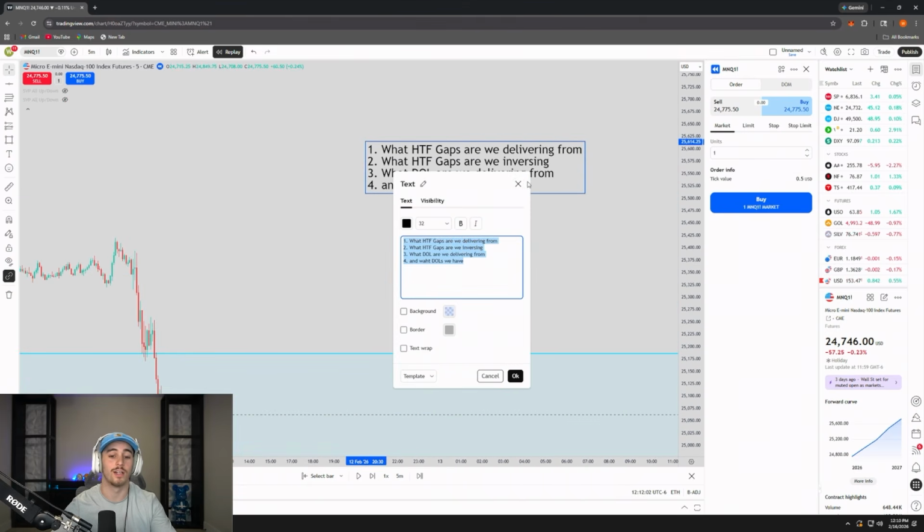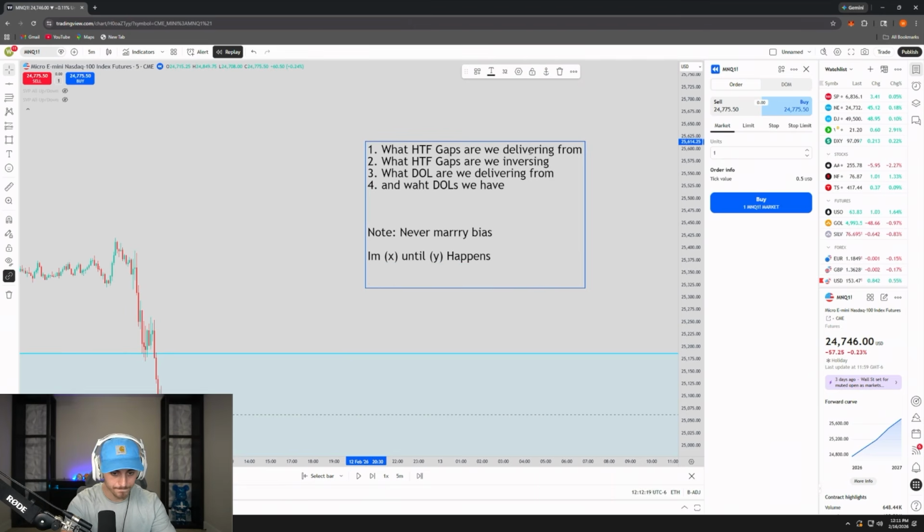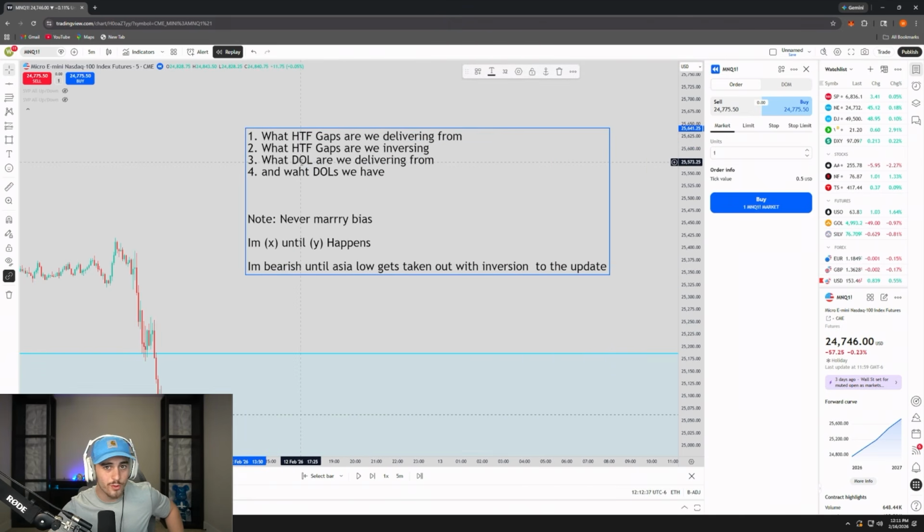And never, I'll put in a note, never marry your bias. I'm bearish until Y happens. So I'm bearish until this 30-minute gap gets flipped, or I'm bearish until Asia low gets taken out with inversion to the upside. So that's kind of how you want to look at the daily bias.